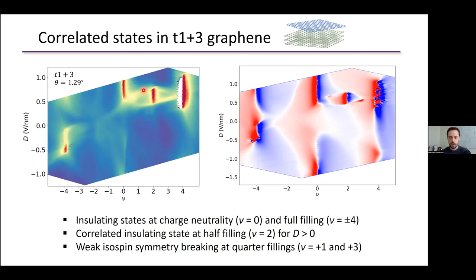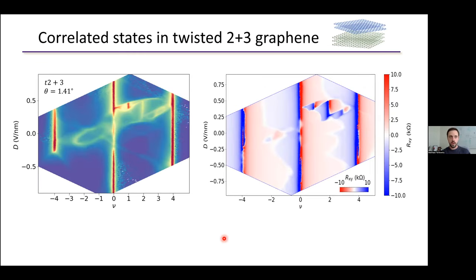So in terms of the correlated phase diagram, actually a lot is very similar to what we found previously. We can go to twisted bilayer, trilayer graphene, and it turns out that this is seemingly the most rich system phenomenologically. I don't know why, it's just kind of an empirical statement at this point.